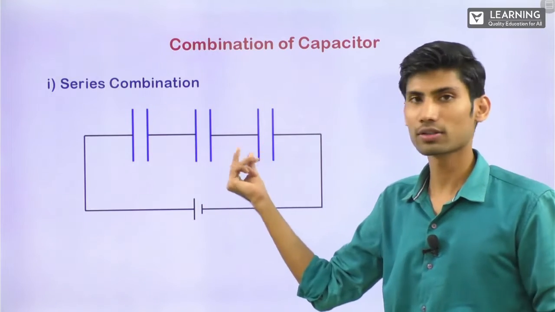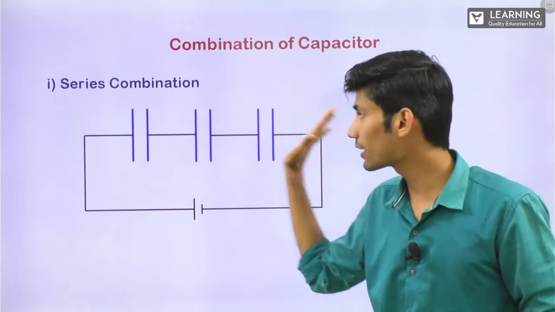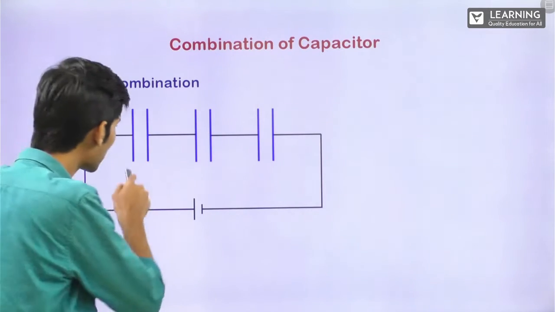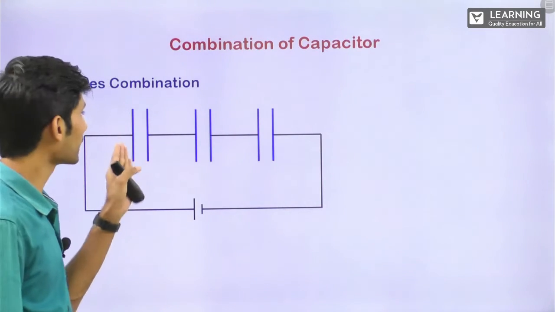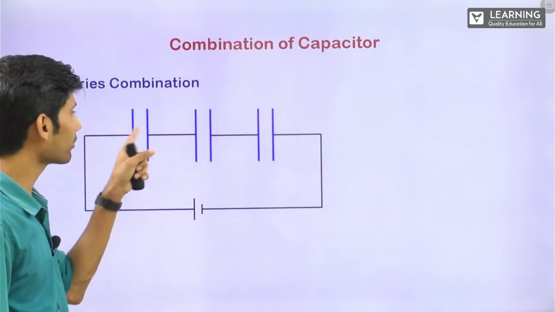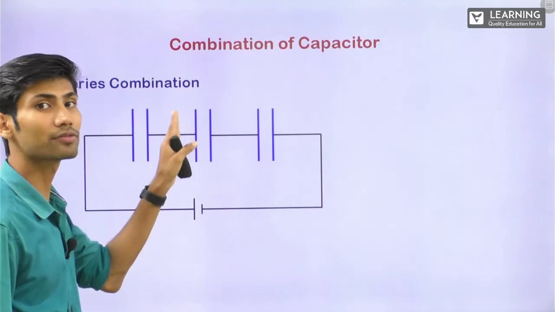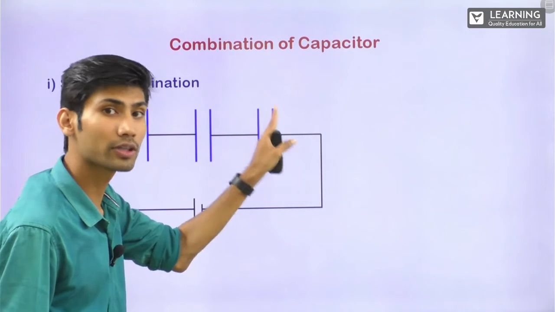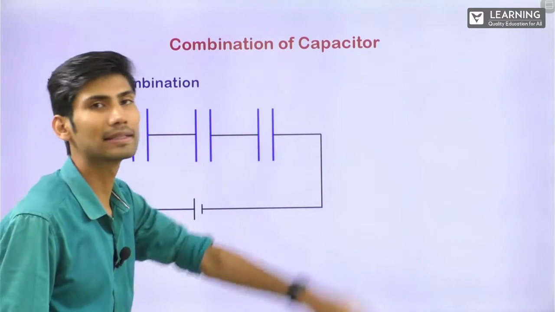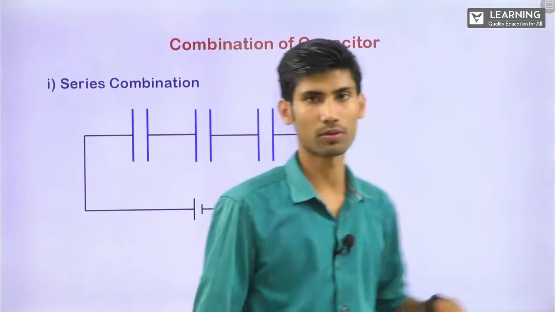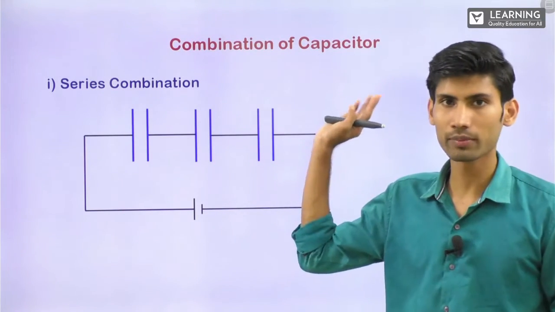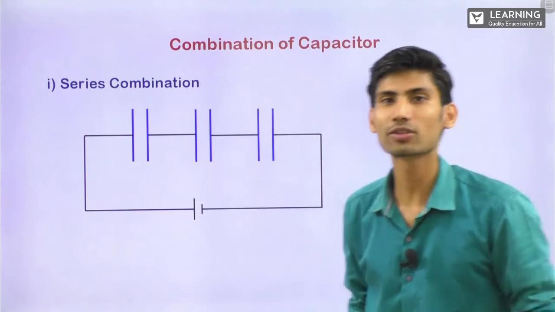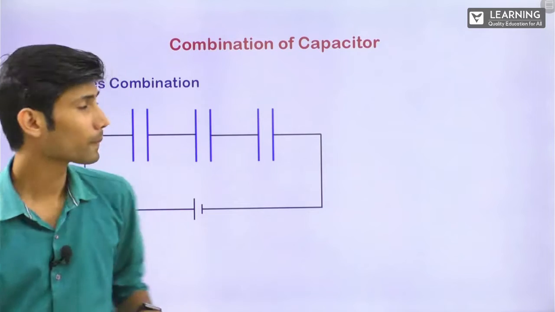3 different uncharged capacitors, if they are connected in this way, means this wire is connected to this plate of the capacitor. Then the other plate of the capacitor has one wire which is connected to the first plate of the second capacitor. Then the second plate of the second capacitor is connected to the first plate of the third capacitor, right? And like this the connection goes on. So if uncharged capacitors are connected in such a way, this is known as series combination, all right?